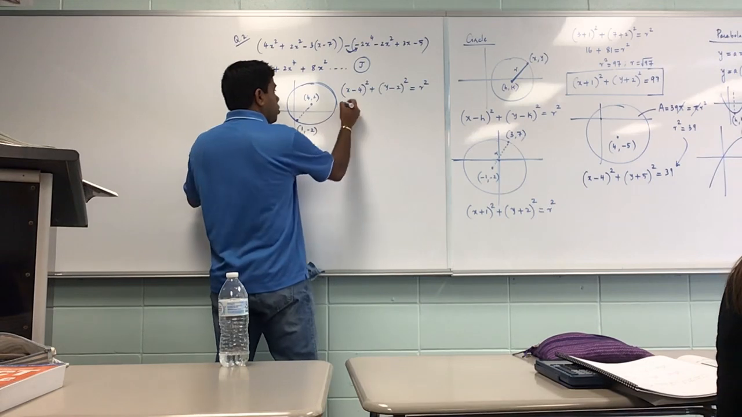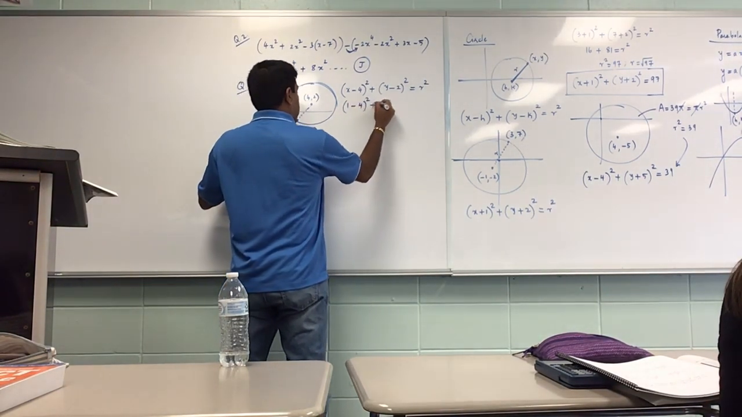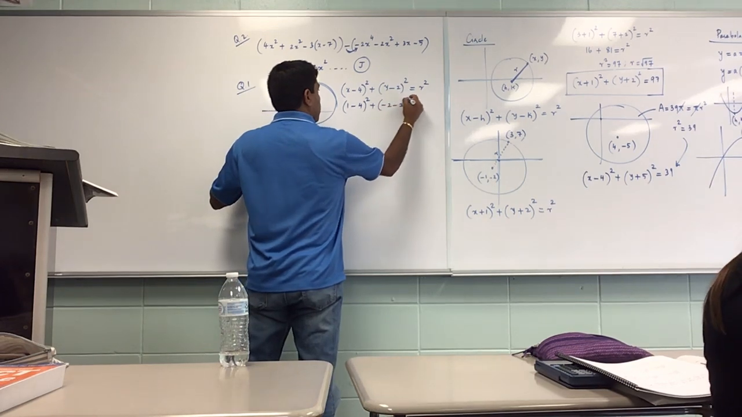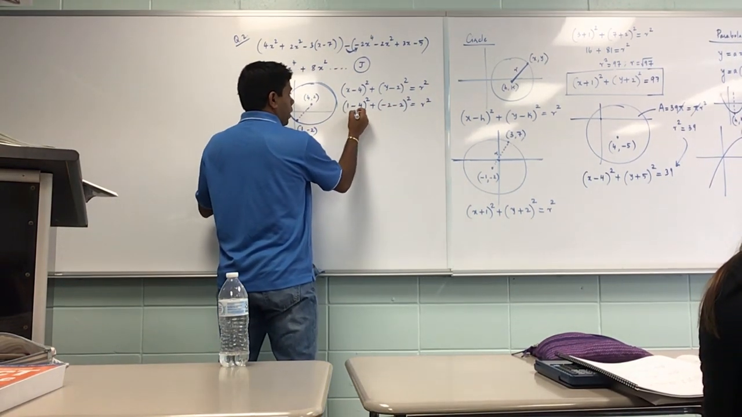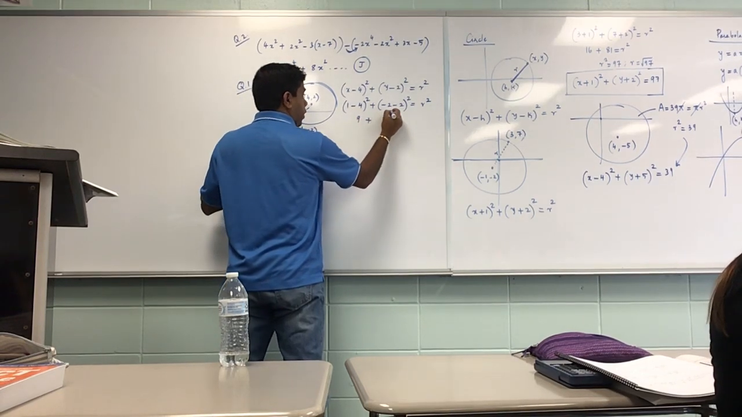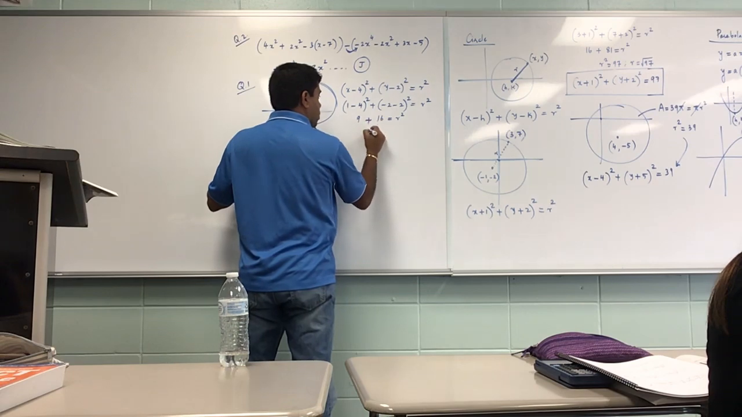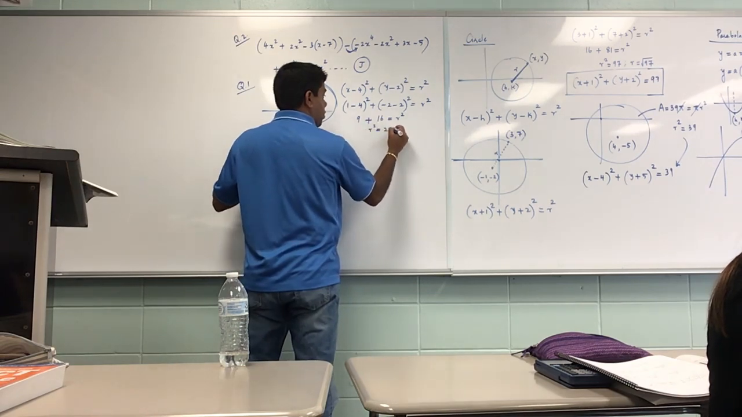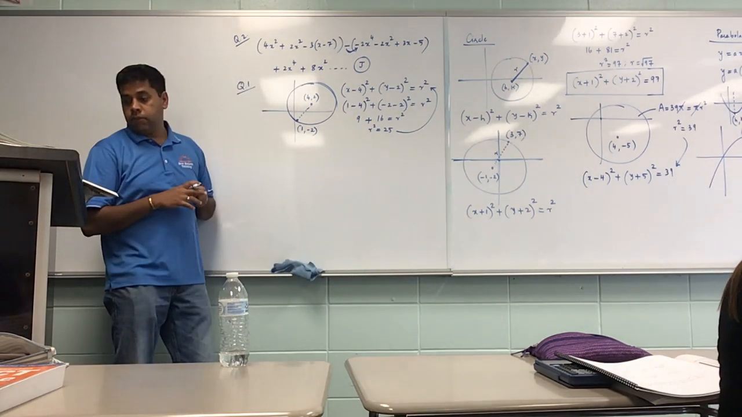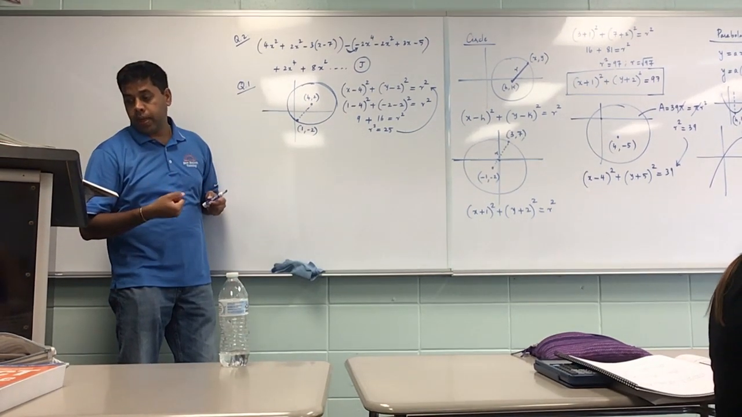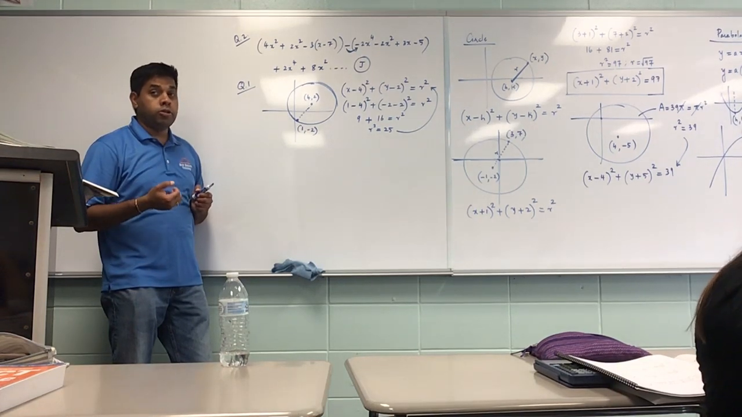And then plug in (1, -2). So -3 squared is 9, -4 squared is 16, which is equal to r squared. R squared is 25, and that goes here. And that's my answer. Should be E. Does that make sense? Yeah.